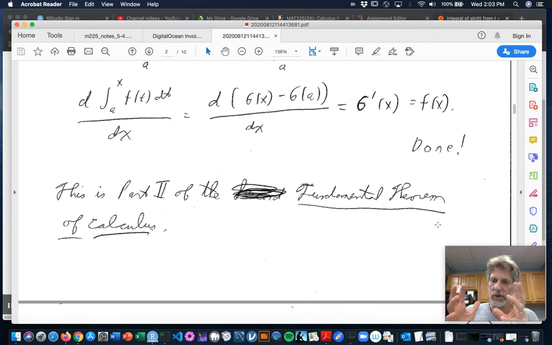It's so closely related to the first part, the first fundamental theorem of calculus, that this is often called the second fundamental theorem of calculus, or part 2 of the fundamental theorem of calculus.